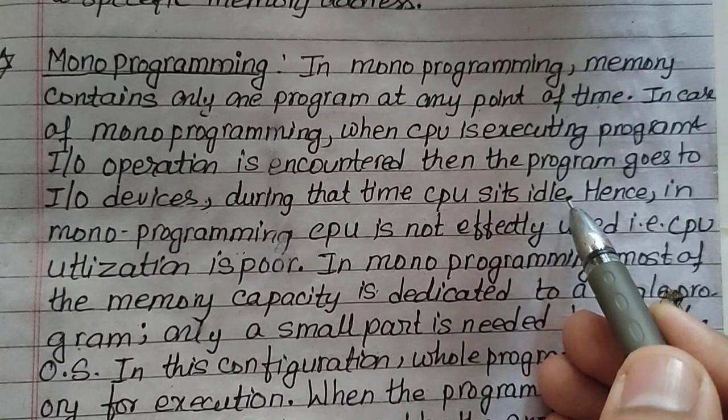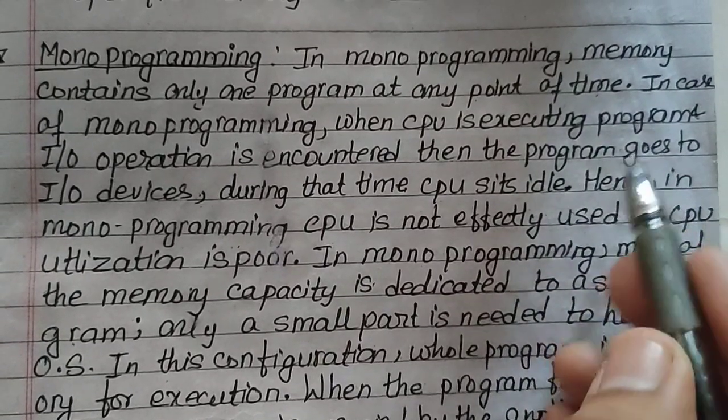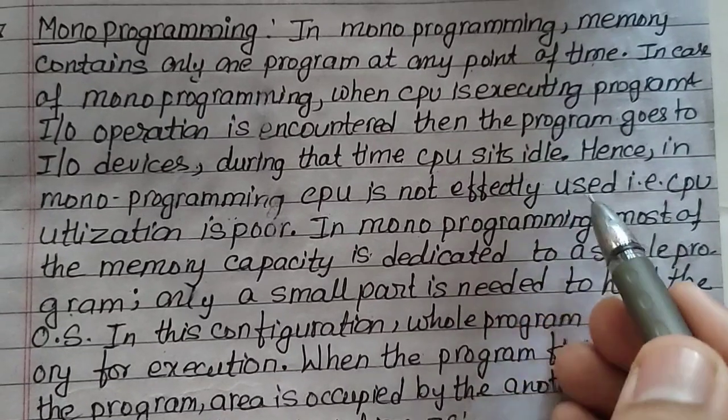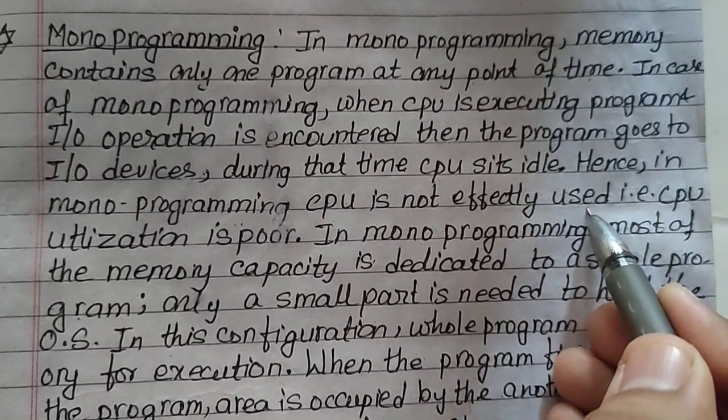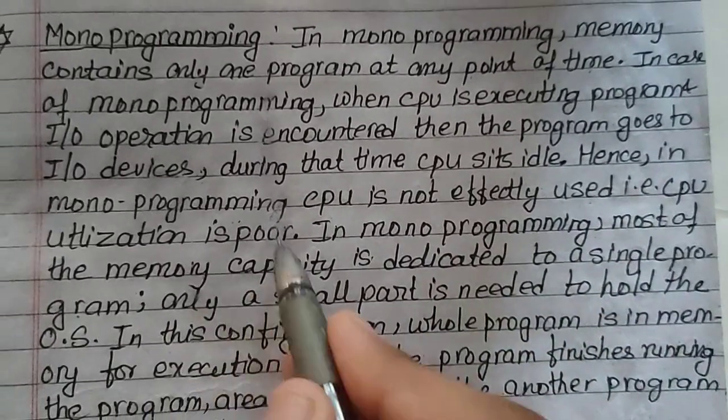When the program goes to the IO devices, at that time the CPU sits idle. Hence, in monoprogramming, the CPU is not effectively used. The CPU consumption is poor and the utilization of the CPU is poor.